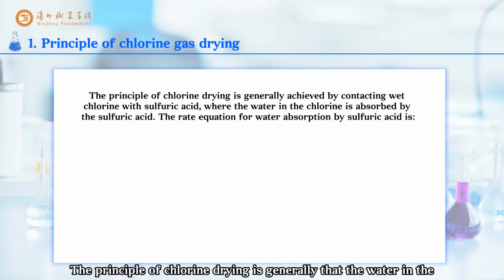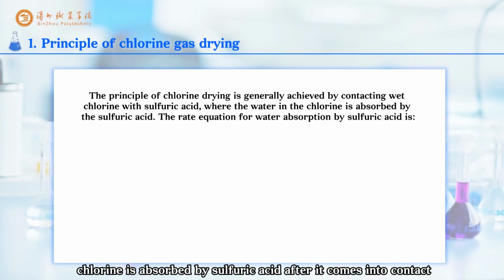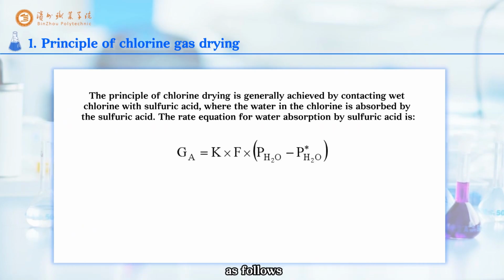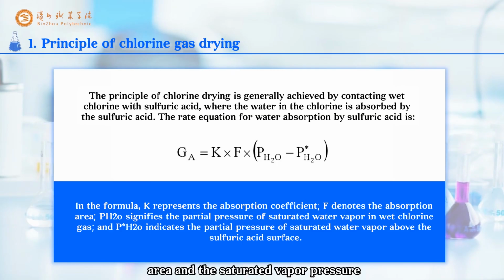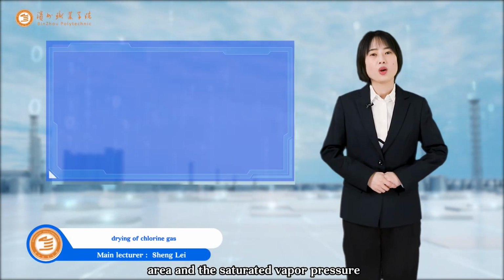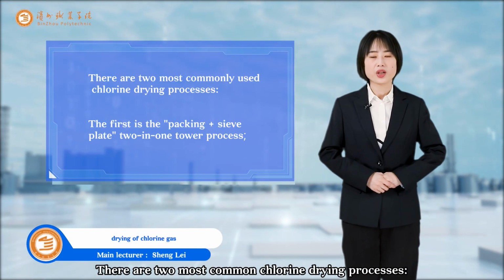The principle of chlorine drying is generally that the water in the chlorine is absorbed by sulfuric acid after it comes into contact with the wet chlorine. The equation for the rate of water absorption by sulfuric acid is as follows. As you can see, the water absorption of sulfuric acid is related to the absorption area and the saturated vapor pressure. There are two most common chlorine drying processes.